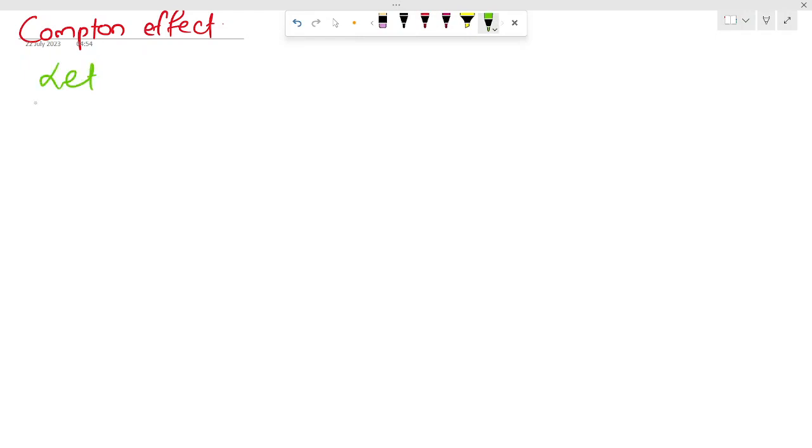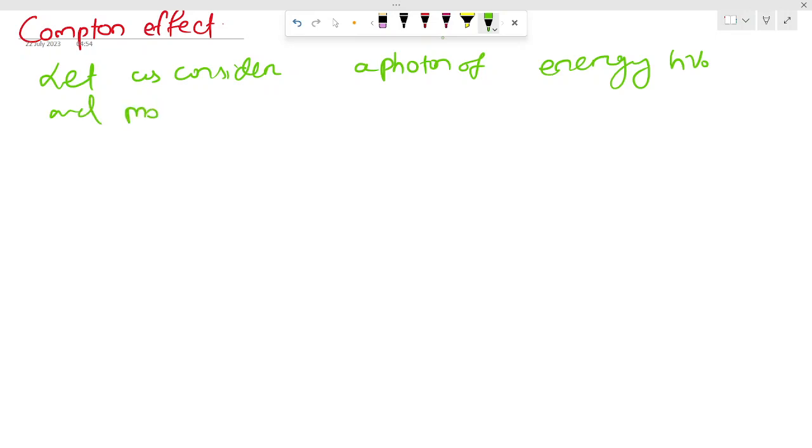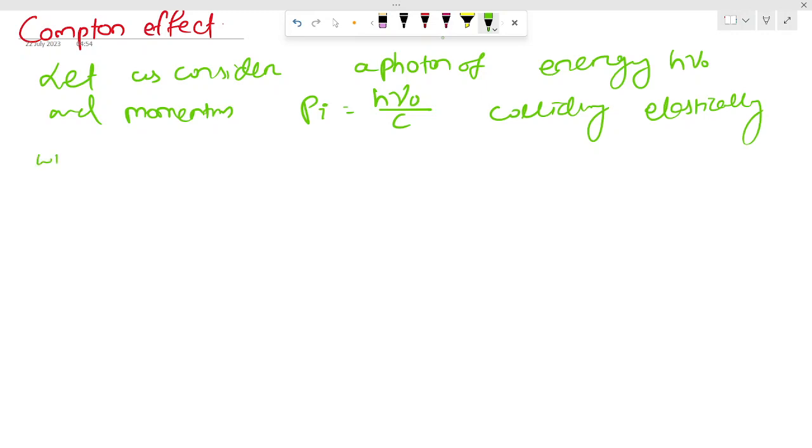Let us consider a photon of energy h nu naught and momentum P initial equal to h nu naught upon c, colliding elastically with an electron at rest.